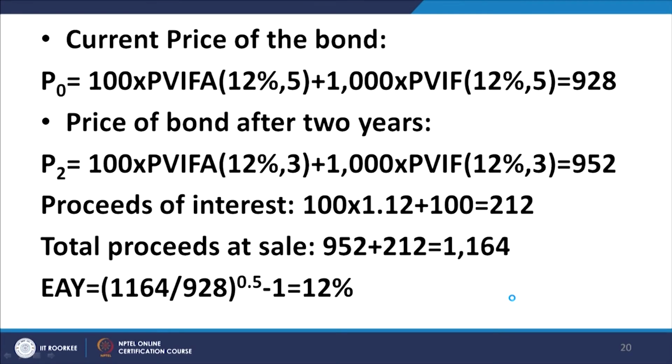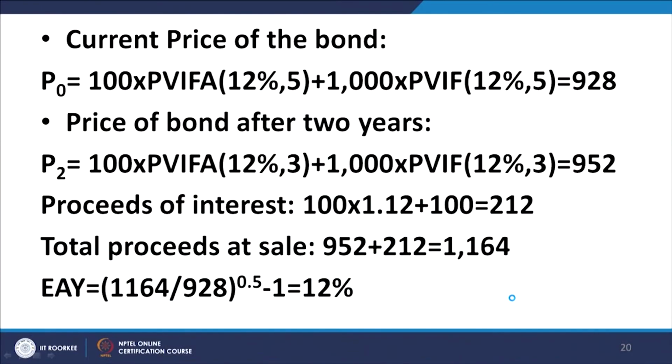952. So, now we calculate the proceeds of interest. We are given that the reinvestment rate is equal to YTM, which is 12%. So, what will be the reinvestment proceeds of the interest that we receive at the end of the first year? The coupon that we receive at the end of the first year will be reinvested for 1 year and it will yield 12%.